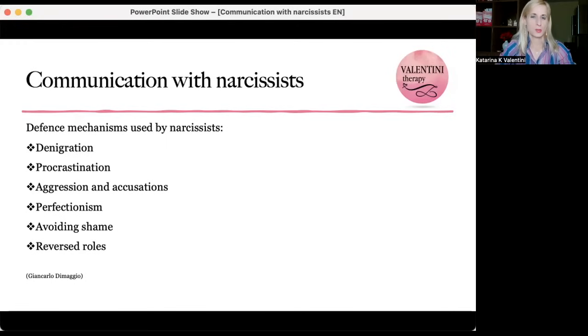And reverse roles, that's projection. All of the negative experiences they have, all of the negative thoughts and feelings they have about themselves, they will be projecting them onto us.